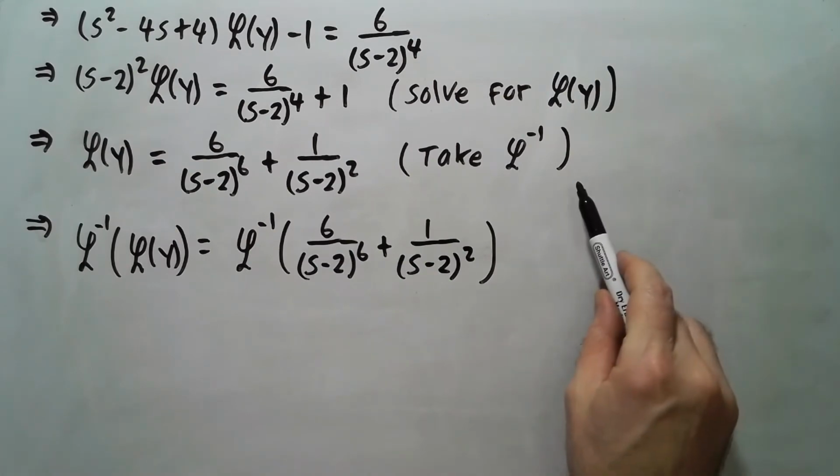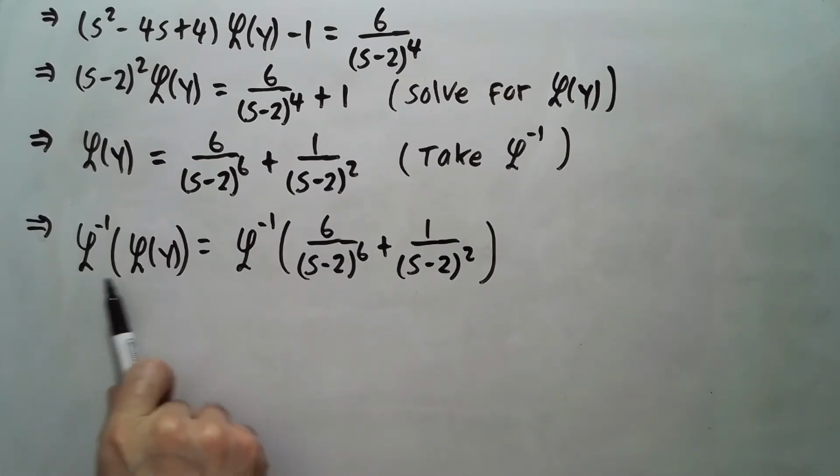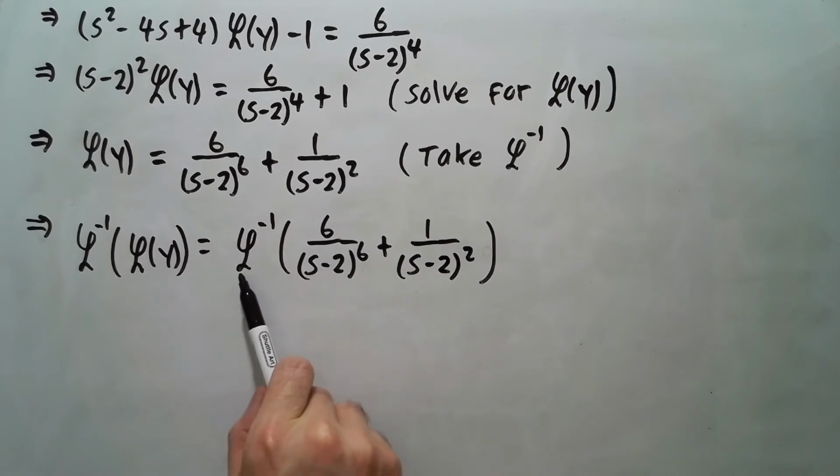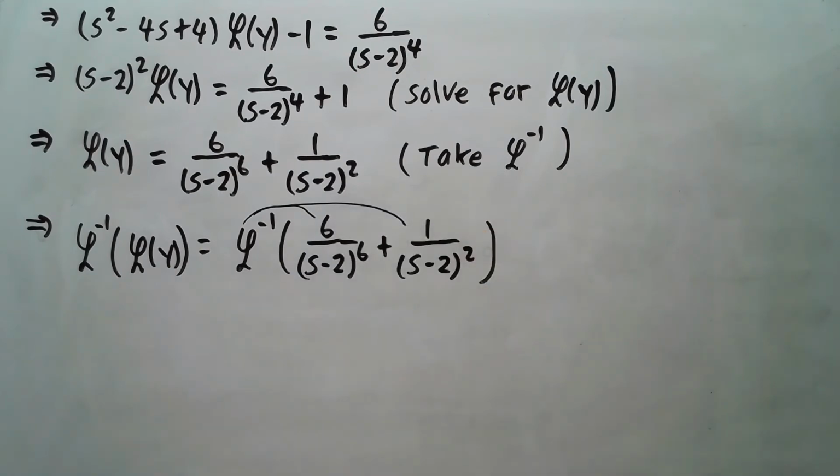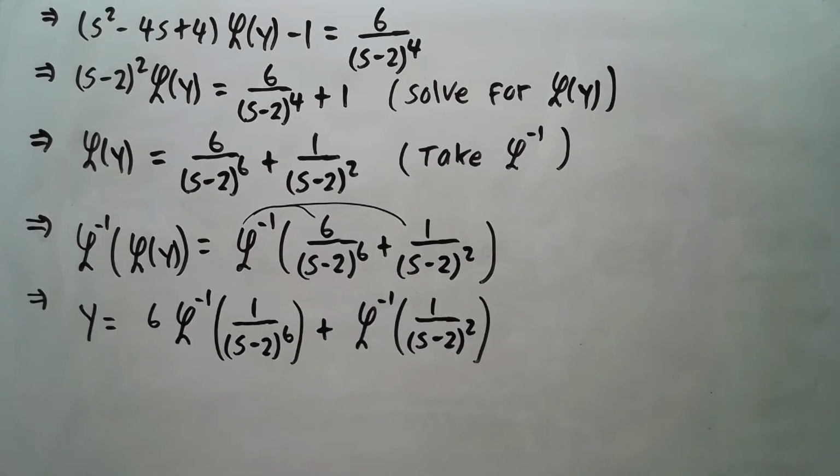So taking the Laplace inverse on both sides. The Laplace inverse of the Laplace is going to be y here, and the Laplace inverse is also a linear operator, so it's going to go in like this. So we have our y equals, the 6 can pull outside, so it'll be 6 times the Laplace inverse of 1 over s minus 2 to the 6th, plus the Laplace inverse of 1 over s minus 2 squared. So if we can find these Laplace inverses, then we'll have our answer. So let's figure out how we can find these Laplace inverses.